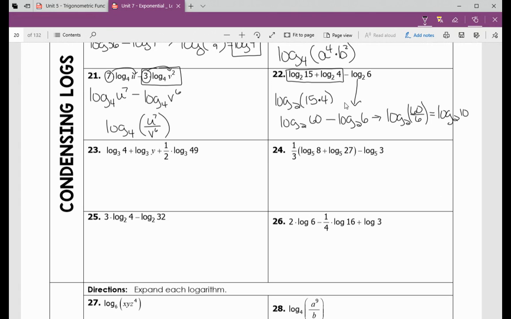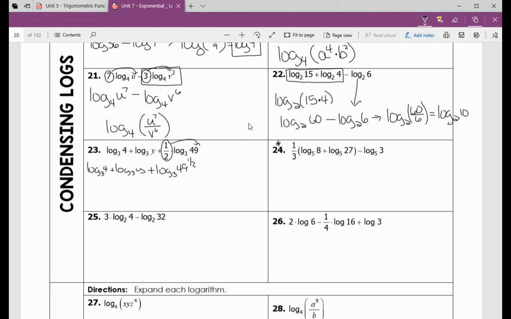Any questions about that one? All right, in number 23, I don't see any parentheses. I'm going to save number 24 for last, but I don't see any parentheses. I do see a multiplier. I do see a fractional multiplier, which means there is going to be a square root in my future. Okay, so if I take this multiplier and put it back, I have log base 3 of 4 plus log base 3 of y plus log base 3 of 49 to the 1/2 power.